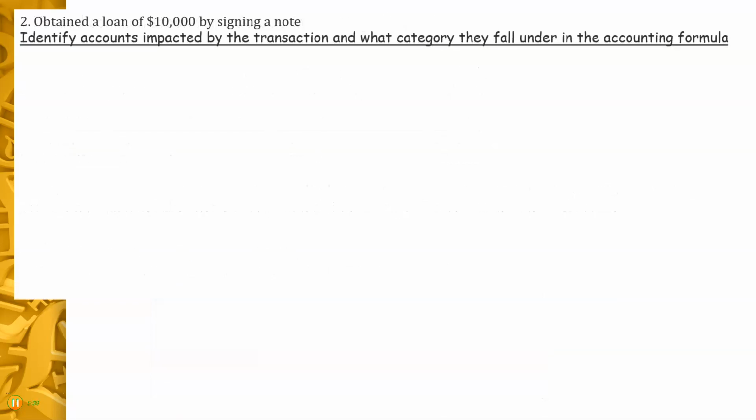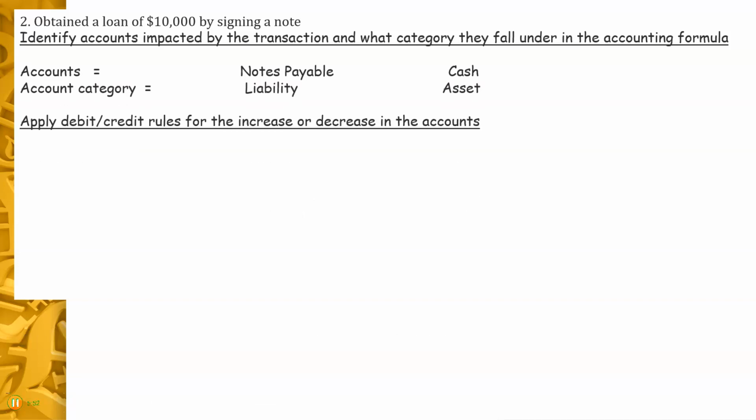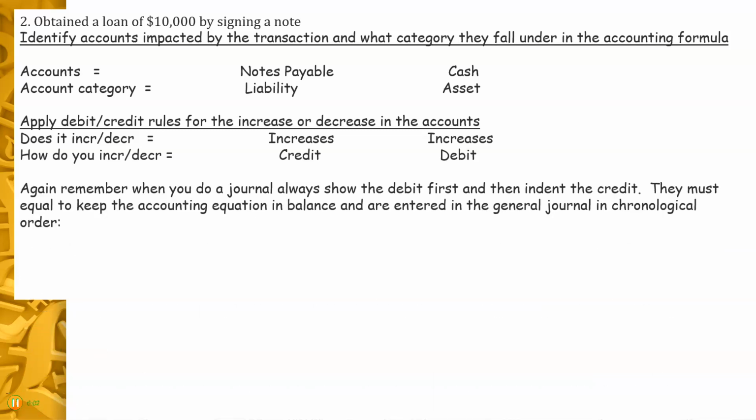Now let's go on to our next entry. We obtained a loan. We borrowed money, which means we got cash and we now owe the money. So we've got notes payable and cash. We have a liability and an asset. Now we'll apply our increase, decrease. Our notes payable went up and our cash went up. To increase a liability, we credit. To increase an asset, we debit. So now we can go ahead and do our journal entry.